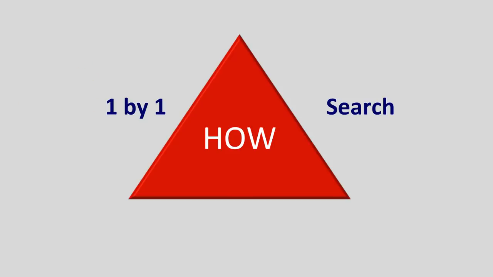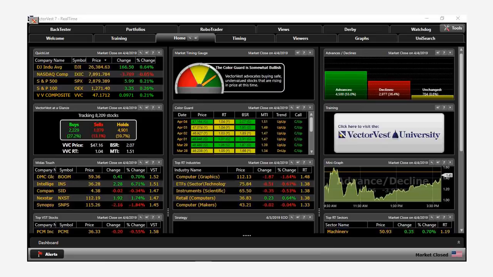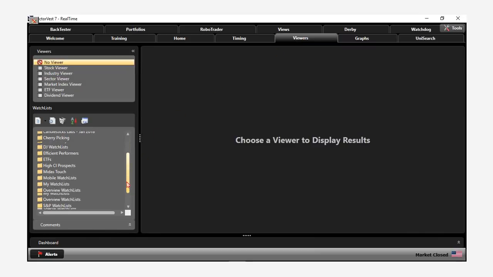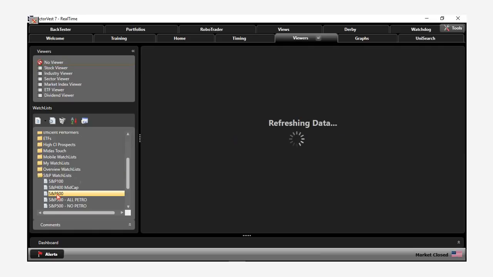Okay, so now what I'm going to do is show you guys the tool that I use, and this is VectorVest, and a lot of you folks probably look to trade stocks in the S&P 500, right? So I'm going to go into what we call the viewers and I'm going to open up a watch list of S&P 500 stocks.